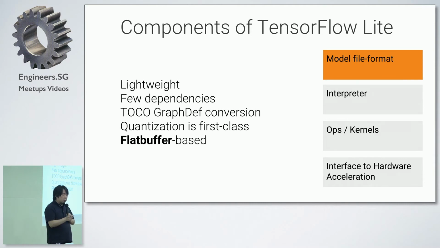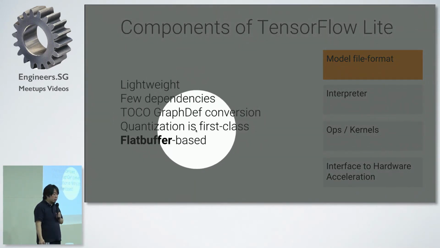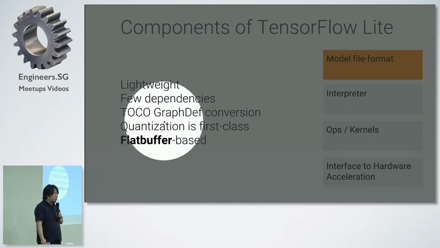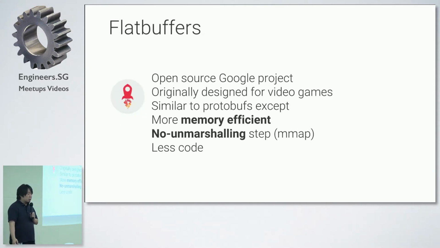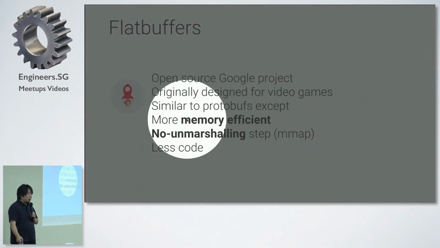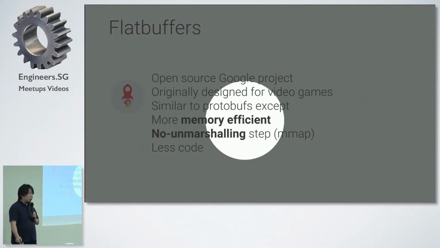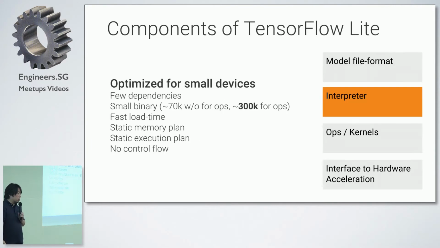So TensorFlow Lite has the mobile file format. It uses its own lightweight format, with quantization as first class, and FlatBuffer is the new file format we are using. It's pretty similar to the protocol buffer we are already using in TensorFlow, but it was originally created for video games, and it is much more memory efficient and no unmarshaling is necessary. So it's optimized for lightweight, small device use cases, and we provide the interpreter.